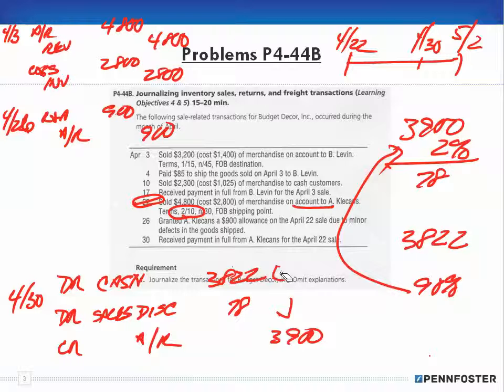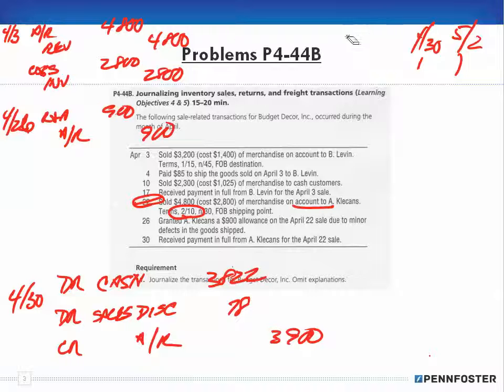But the underlying theory is obviously that I have a price, in this case the 3,900 less the 2%, and that's the remainder that I have to actually pay in full on my accounts receivable. So that's the journal entry, and that's it for this video, and I will see you in the next one.